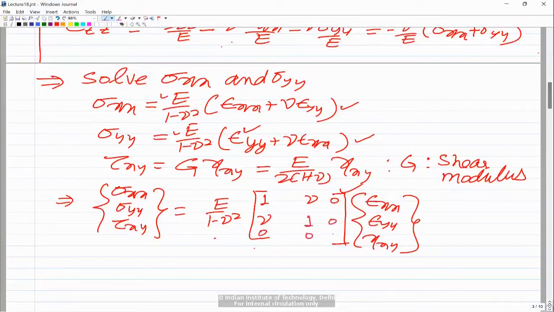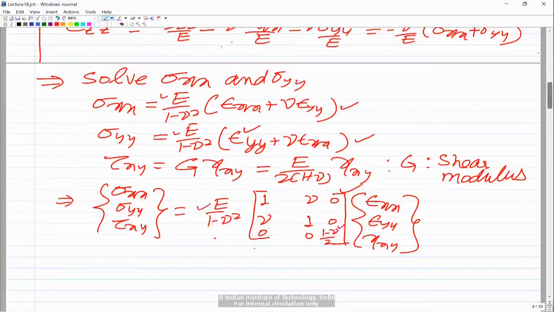And here we should have ultimately E upon 2 into 1 plus nu. So what we have here is 1 minus nu square. So if we have 1 minus nu by 2 here, when we multiply this and this, we get basically E upon 2 into 1 plus nu, which is G, into gamma xy, gives you the shear stress tau xy.